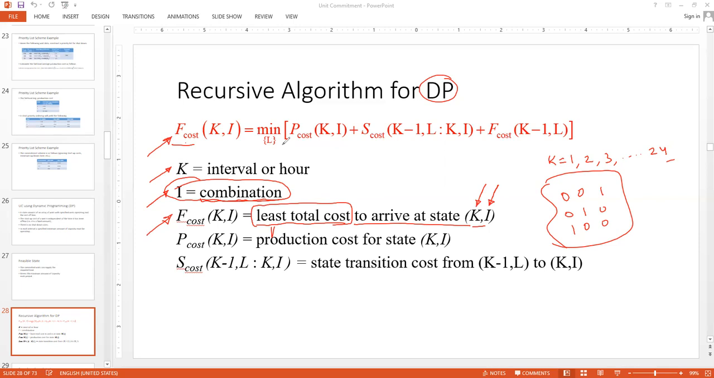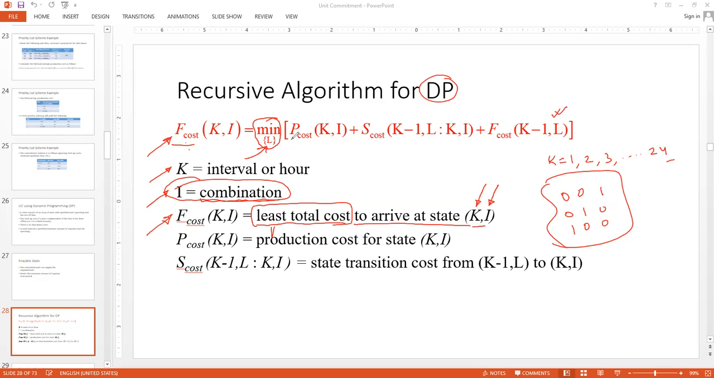Then come to the right hand side. You can see F cost is some sort of minimization issue with respect to L. Among some available L, we are going to calculate the minimum to get the F cost. So what is L? We'll talk about L a little bit later when we reach there.